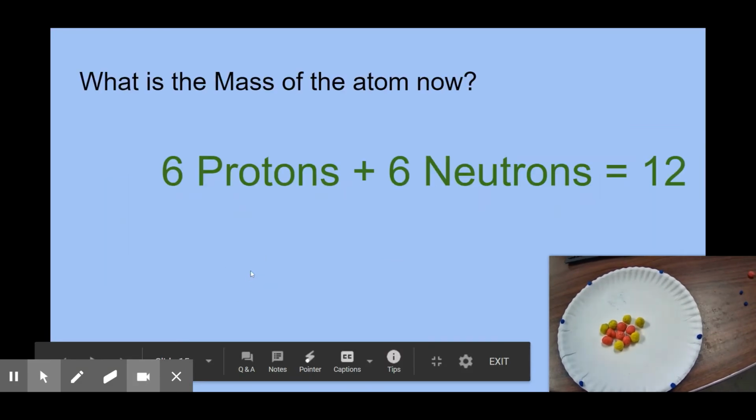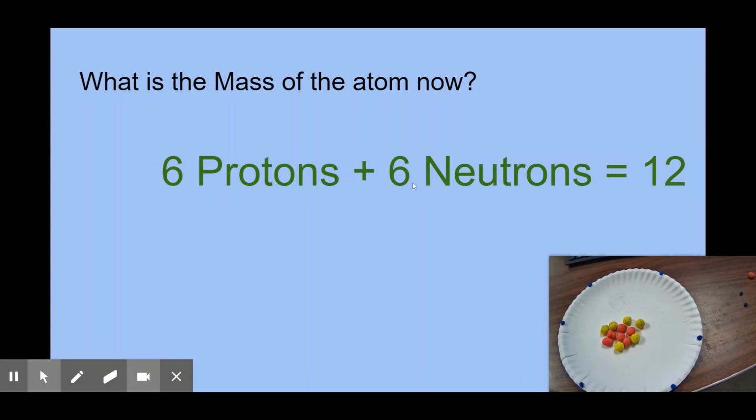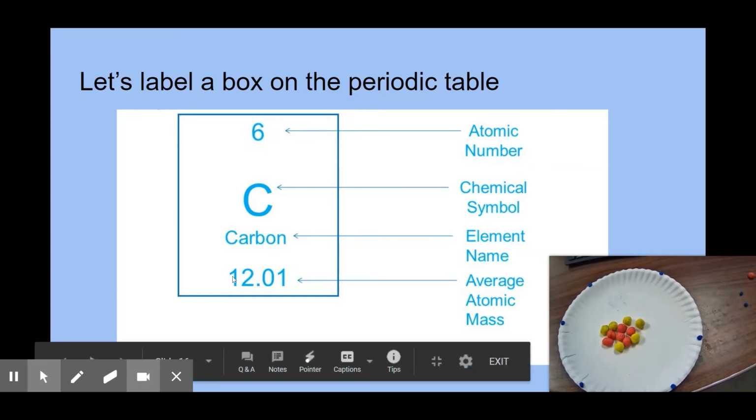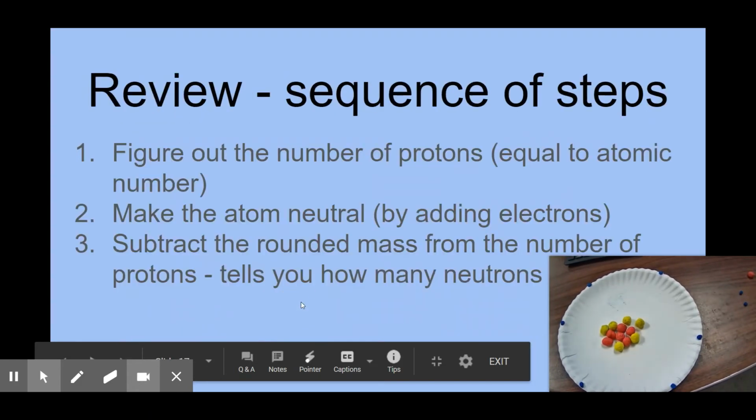Okay. So this is how we found the mass. 6 protons plus 6 neutrons equals 12. Okay, so on the periodic table, this is the information you would need. Atomic number tells you the number of protons and the number of electrons if the atom has no overall charge. And the mass, you have to first round it, and then that should be protons plus neutrons. Okay, here's a review of the number of steps.